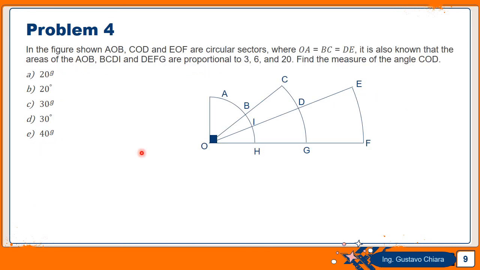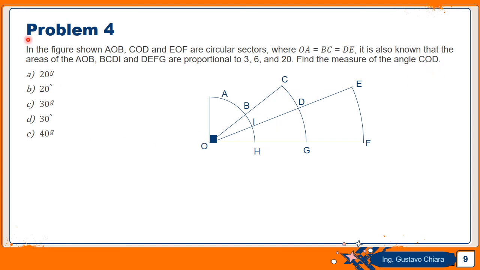Okay, finally problem number 4, that is a little difficult but not impossible. Well, the figure is showing AOB, COD, and EOF, which are circular sectors where the side OA is equal to BC and equal to DE. It is also known that the areas of AOB, BCDI, and DEFG are proportional to 3, 6, and 20. Find the measure of the angle COD.